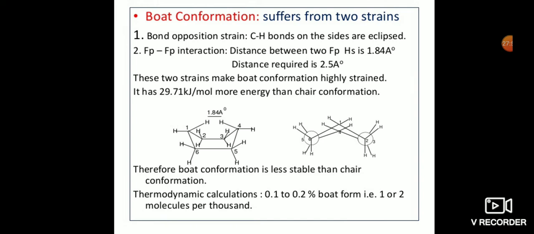Because of these two, the boat conformation has instability. It has 29.71 kilojoule per mole more energy than chair conformation. Therefore, boat conformation is less stable than chair conformation. Thermodynamic calculations show 0.1 to 0.2% boat form. As an example, 1 or 2 molecules per thousand.